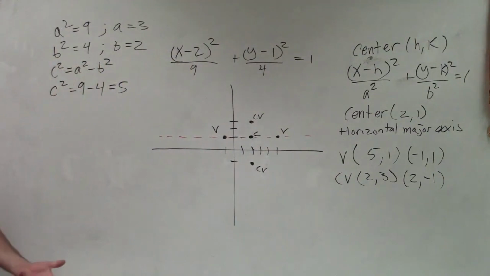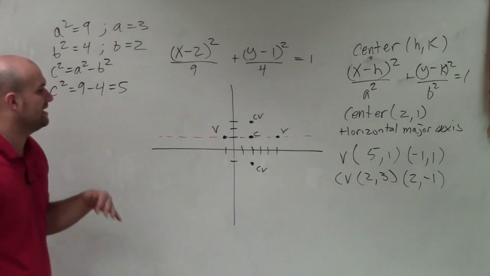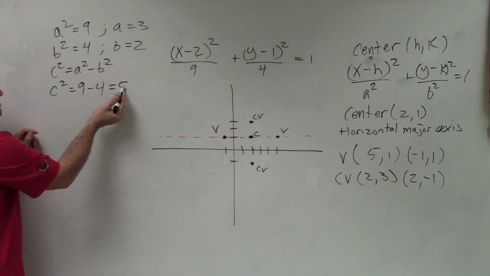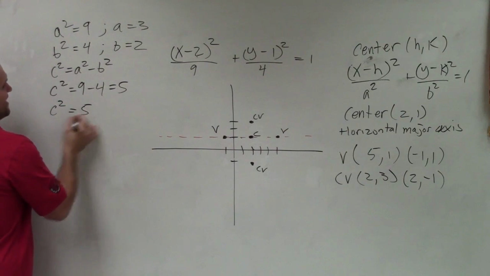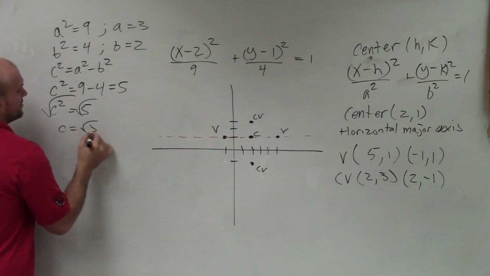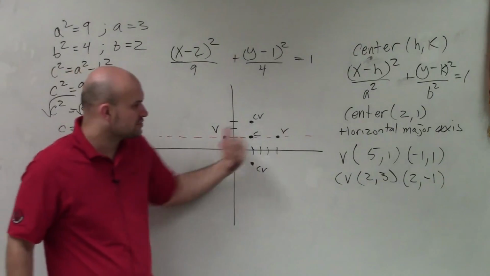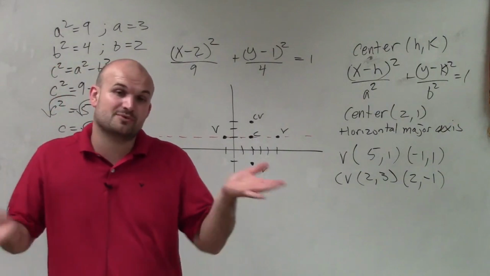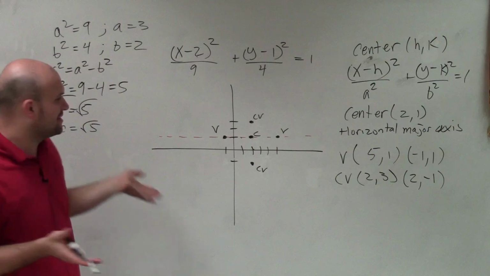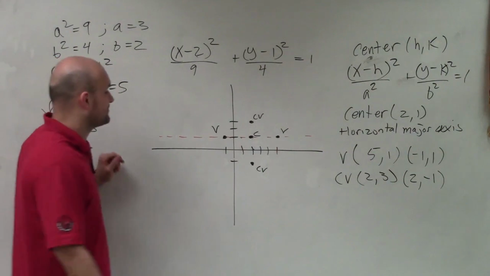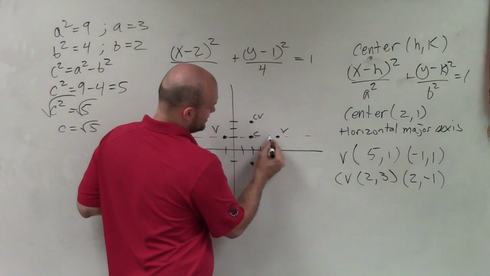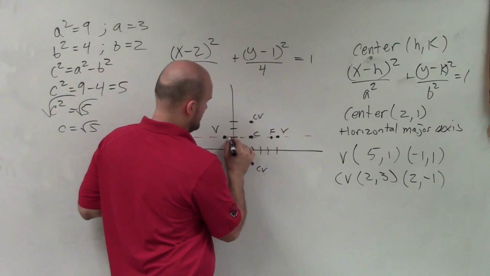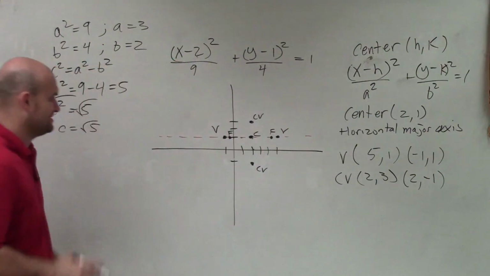All right. Now, lastly, what I need to do is be able to identify what is my foci. So my foci is going to be a distance of the square root of 5. So if I know c squared equals 5, take the square root of both sides. c equals the square root of 5. So again, I need to go square root of 5 to the right and square root of 5 to the left. Now, the square root of 5, I'm just going to approximate, is going to be anywhere between 2 and 3. So I'm just going to go over 1, 2, 3. So just say here's one foci, 1, 2. There's the other foci. I'm just trying to approximate the best I can.